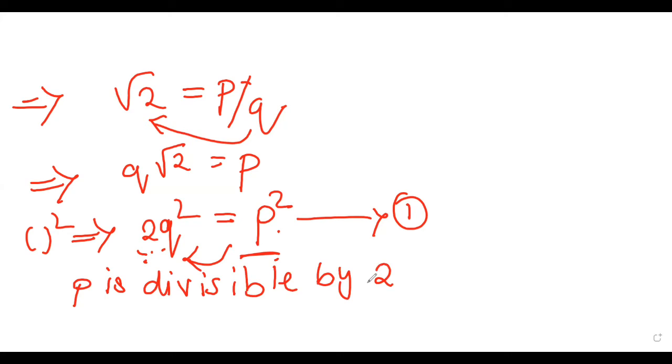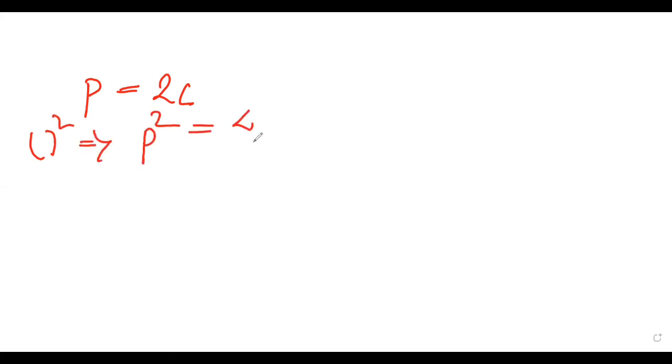Now, we remember this. Next, since p is divisible by 2, let p is equal to 2c, where c is any other positive integer. Now we are going to square it again. We'll get p square is equal to 4c square. Now let's put this as equation 2.